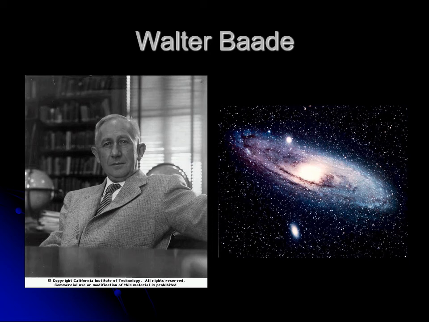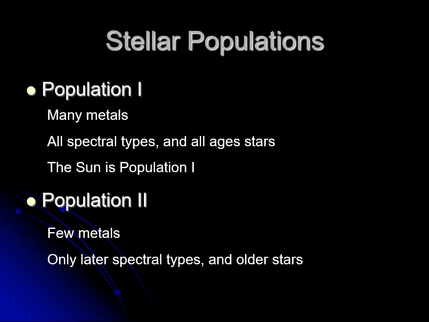The bigger difference he discovered was that the stars in the outer parts of the galaxy had all the same spectral lines the sun has, but these other stars tended to have fewer of the things that were not hydrogen and helium. Now, if you remember, things that are not hydrogen and helium we call metals. So he says we've got two types of stars, two populations of stars. So he calls them population 1 and population 2.